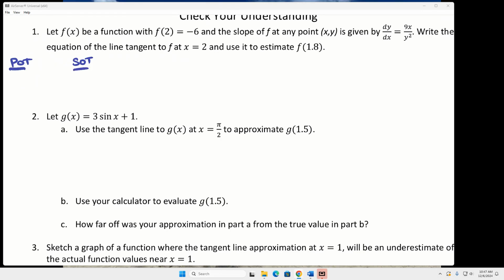And we know the point is the point 2, -6. And we can find the slope by taking our derivative and plugging in the point. Now this is one of the cases where you have to plug in the x and the y, and that's fine. It's not a problem. So it looks like we're going to get 18 over 36, or as much as I love fractions, these actually work out better when we do decimals. So what is that going to be as a decimal? 0.5, good.